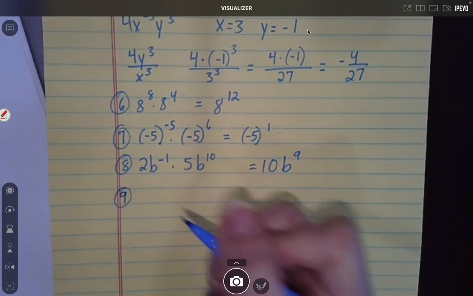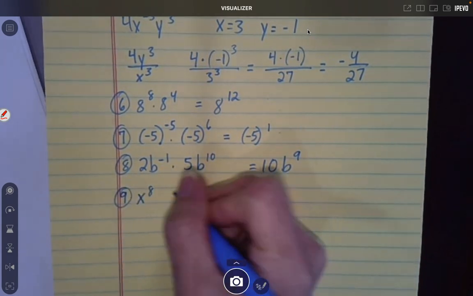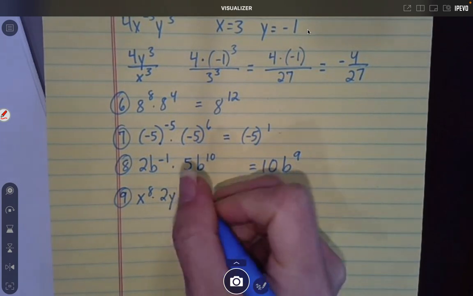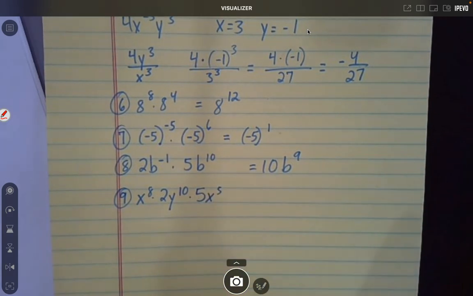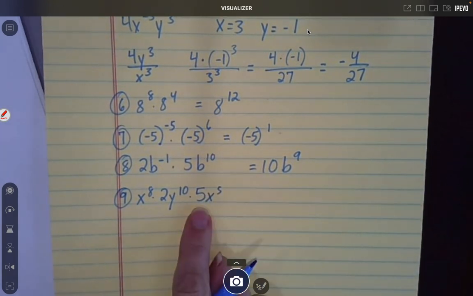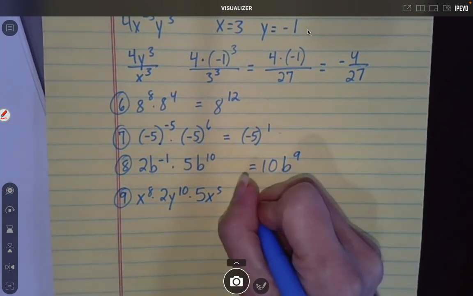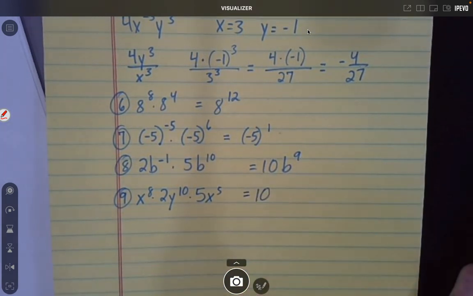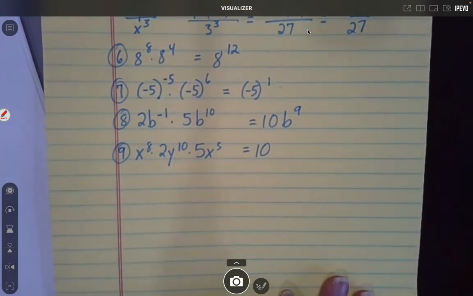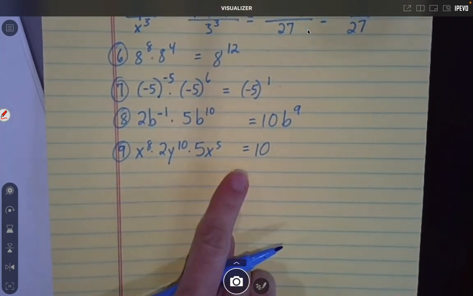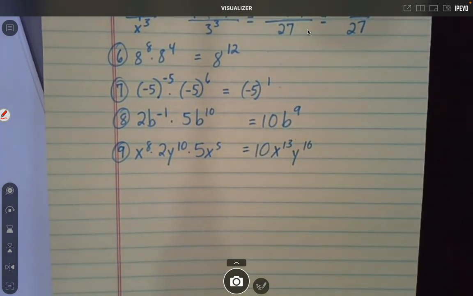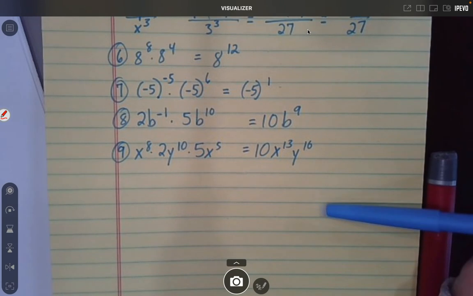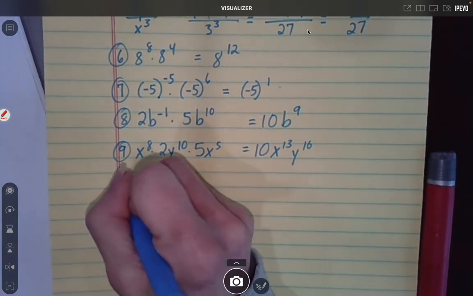Number 9. X to the 8, 2y to the 10th, 5x to the 5th. Okay, what is 2 times 5? 10. All right, now my x's, what do I have? I have 8 and 5 more. So x to the 13 and y to the 10. And let's see, which answer is that? D? Yeah. Number 9 is D.